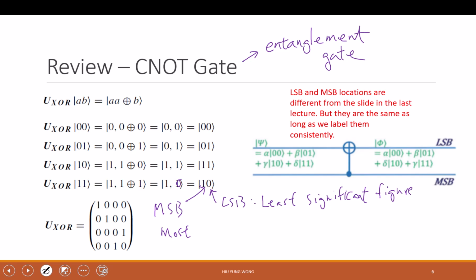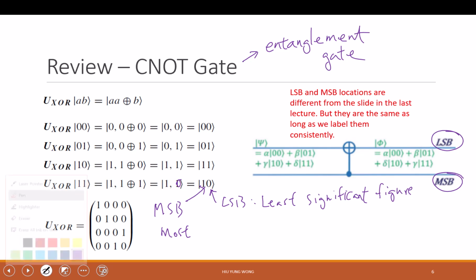Now, but then we need to draw it in a quantum circuit. This creates a lot of confusion depending on which tool you use and what paper you're reading. So you need to be very careful. In IBM, also in my book, I follow that convention. When you draw the circuits, the bottom one is the MSB. The top one is the LSB.